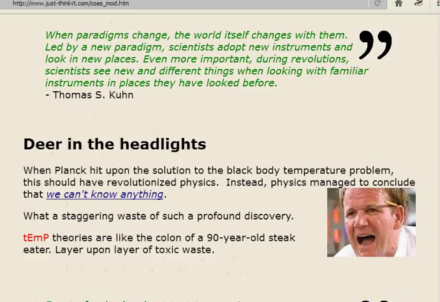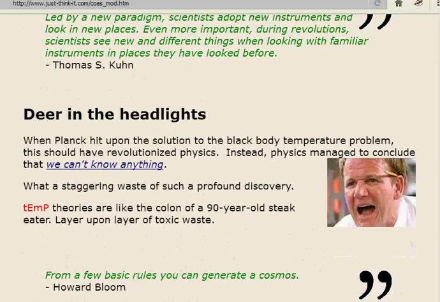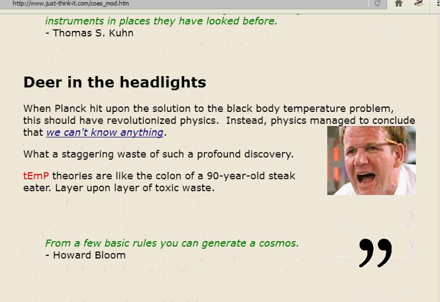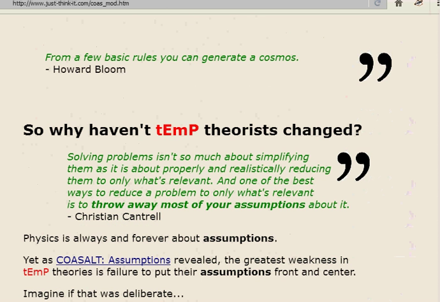When Planck hit upon the solution to the black body temperature problem, this should have revolutionized physics. Instead, physics managed to conclude that we can't know anything. What a staggering waste of such a profound discovery. Temp theories are like the colon of a 90-year-old steak eater, layer upon layer of toxic waste. From a few basic rules, you can generate a cosmos. Howard Bloom. So why haven't temp theorists changed?